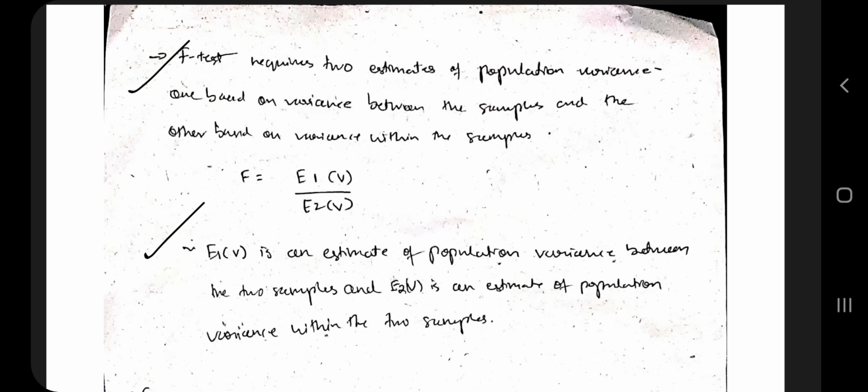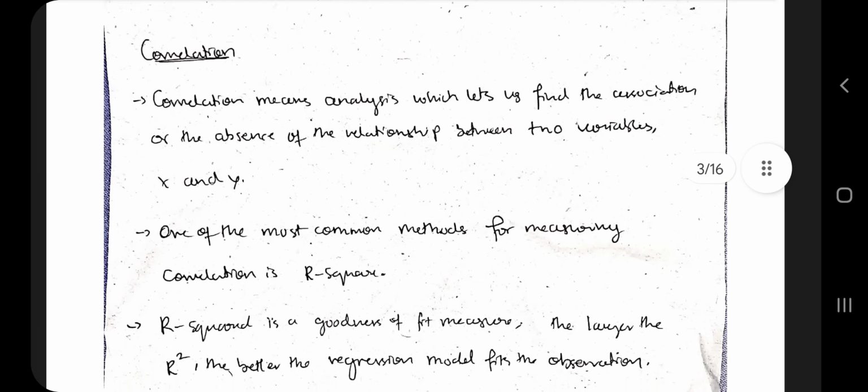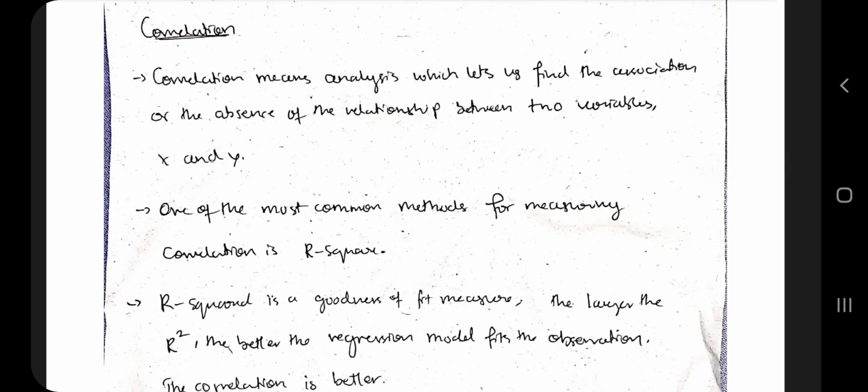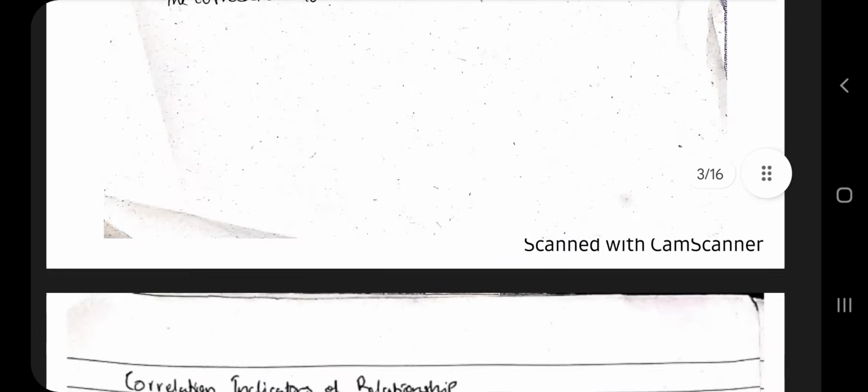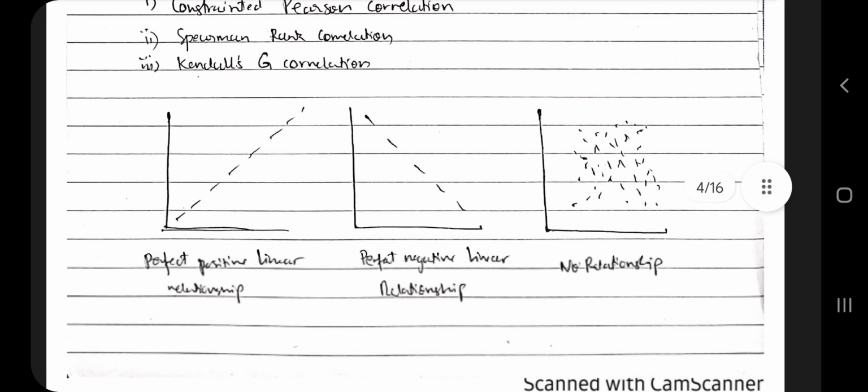By using that you can calculate how much variance it is. Next is the correlation. Correlation means how they are related to each other. Okay, so I can directly show you the diagram. This is a perfect positive relationship. If one is increasing, another is also increasing. If one is decreasing, another is also decreasing.